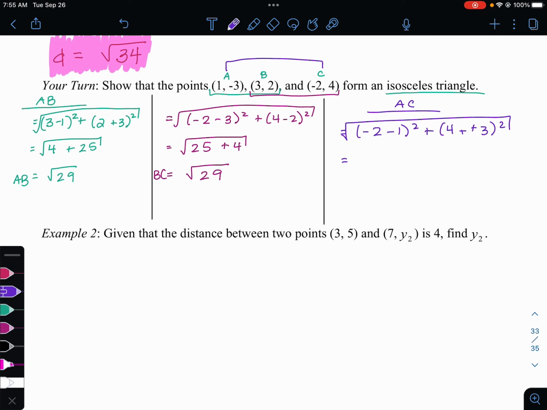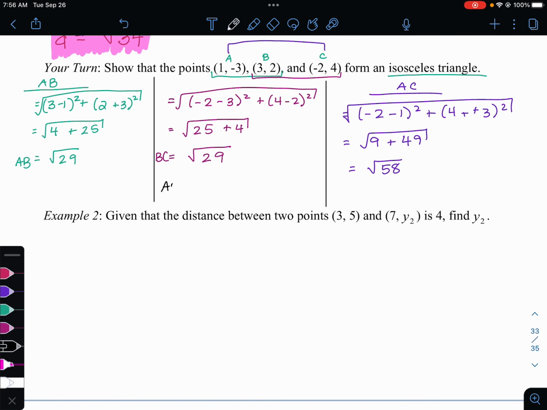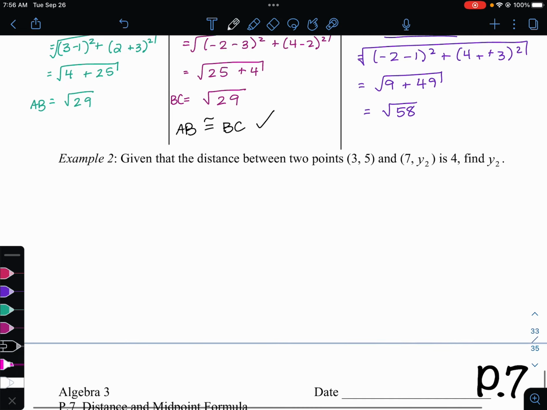So I get negative 3 squared, which is positive 9. Then I get 4 plus 3, that's 7. So 7 squared is 49. And then 9 plus 49 is the square root of 58. So what we found was that AB is equal to BC, or we're going to say they're congruent. So therefore, it is an isosceles triangle. So we did show that. So since it says show, we need to make sure that we show all of this work because that is your answer. All right, moving on to example 2.